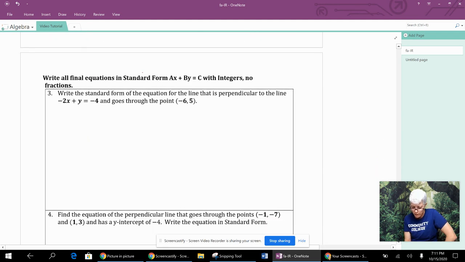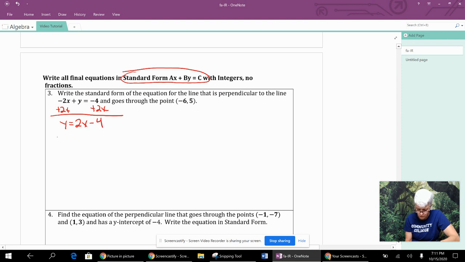Now, this says they want it in standard form, and that's something we always have to pay attention to, because sometimes you get it in slope-intercept form and you think, oh, I'm done. But no, you have to keep going with it. So again, I don't have a slope, so I have to do all the work to find a slope. So I'm going to go ahead and move the 2x over, and now I have y equals a positive 2x minus 4. So my slope is 2.